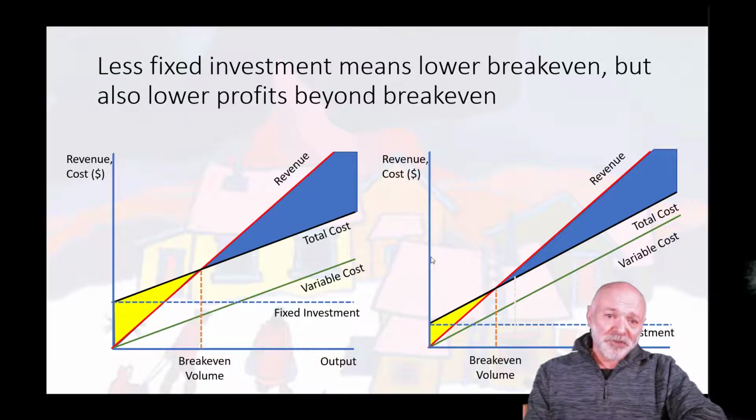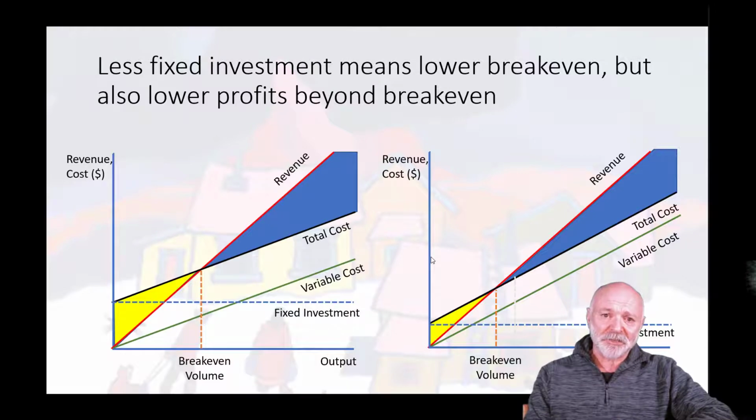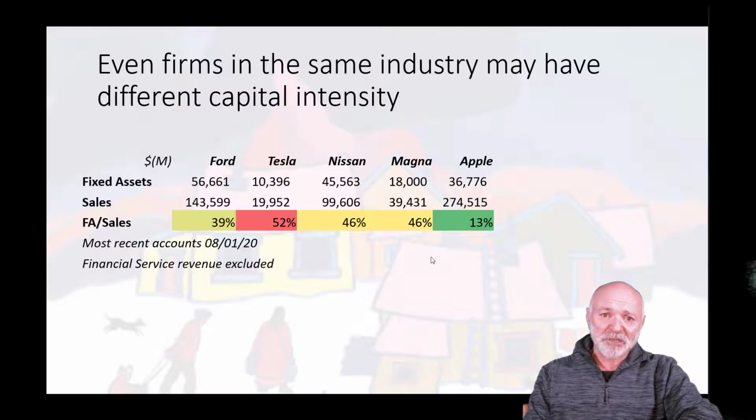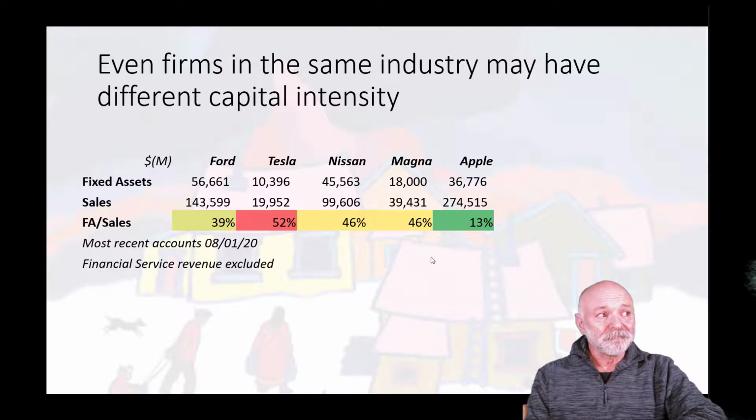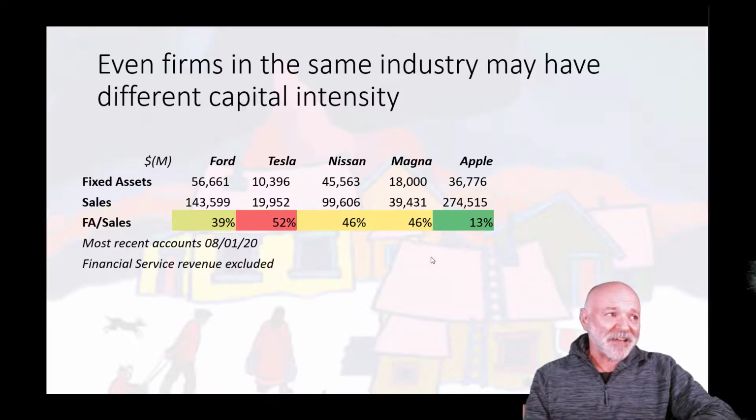This is something that managers fight with all the time. They know that if we just make that extra large investment, we're going to make larger profits, but we're also taking a risk because what if our volumes don't meet our expectations? Companies in the same industry, and certainly companies in different industries, will have different levels of fixed investment. You can see in this example, I have just downloaded the level of fixed assets to sales for 4 different companies that are in the automotive business.